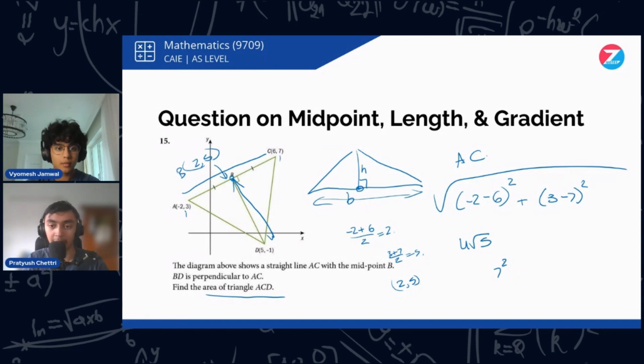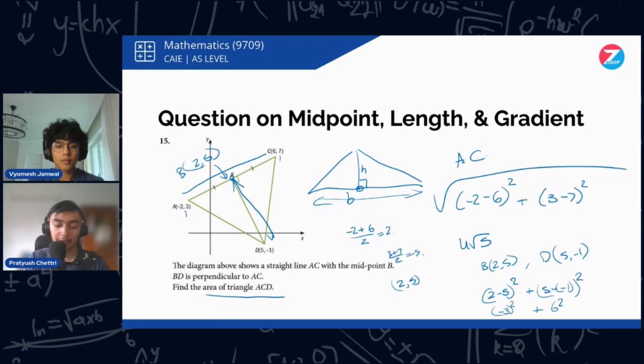Wait, my bad. Why am I adding them? B is 2, 5. D is 5, minus 1. It's change in X, so 2 minus 5 squared plus 5 minus minus 1 squared. You see, when you have minus minus 1, it comes out to positive. So that's like 6 squared plus minus 3 squared. So 3 squared plus 6 squared, square root. So that equals 3 root 5.